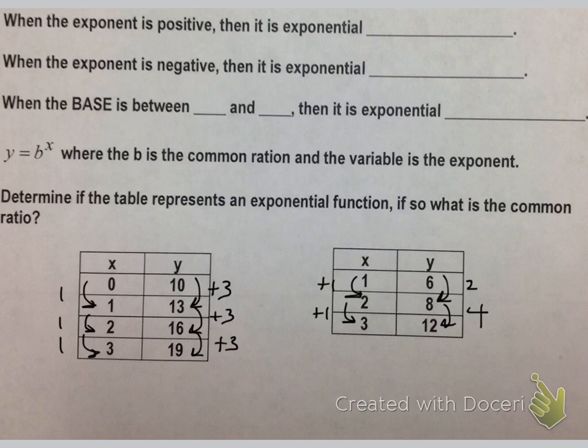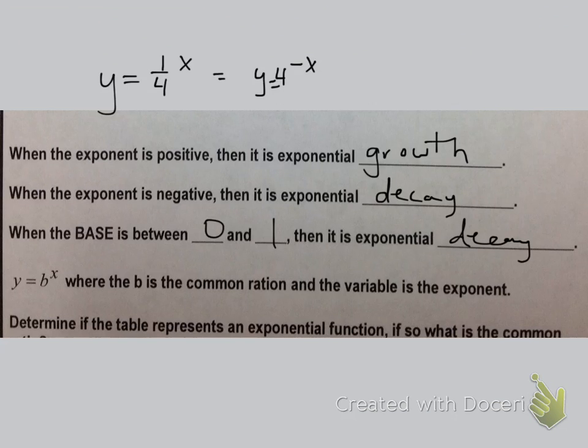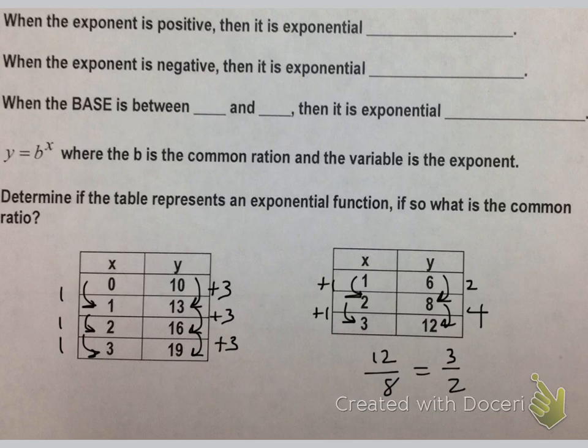Here's how you figure out the common ratio. That's what we skipped over earlier, sorry. The common ratio is figured out like this. You go 12 over 8. 12 over 8 equals what when I reduce it? 3 over 2. Okay, and then I do 8 over 6. What's 8 over 6? It's 4 over 3.